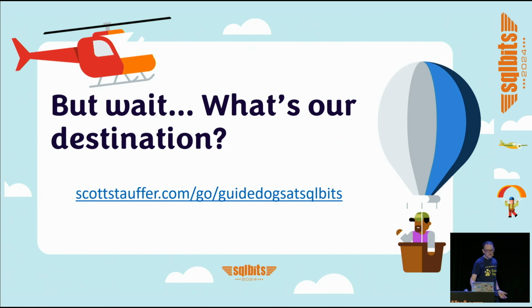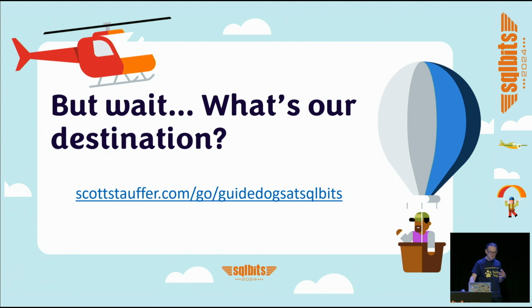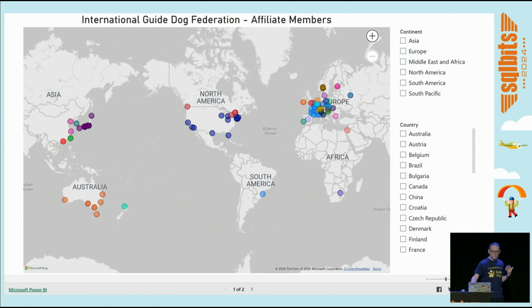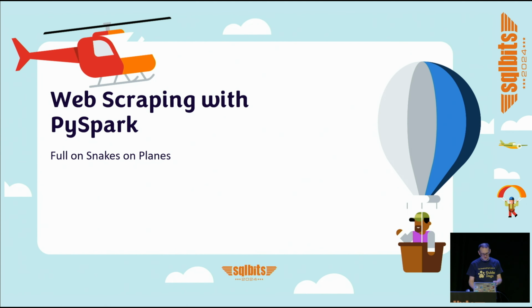So what is our destination? Well, our destination, in terms of what we're hoping to produce, is a report that'll have the locations of the International Guide Dog Federation's members that are all around the world, and build a report that can give us that information. And so it's pulling from this website. And in just a moment, we will pull that up.